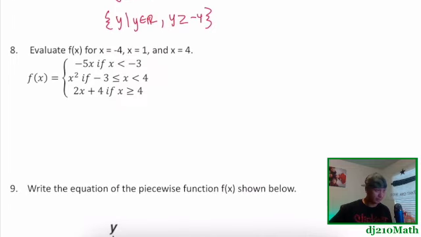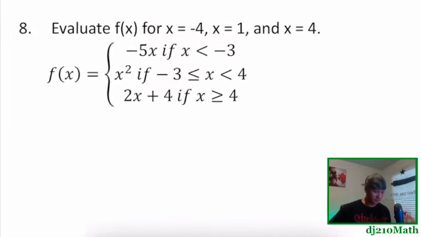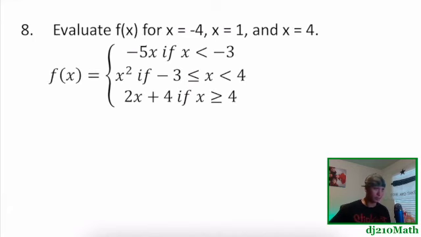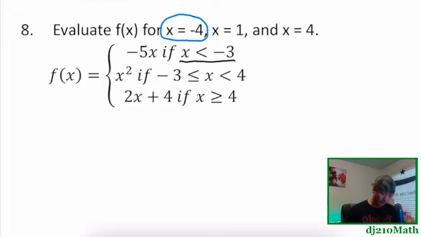Okay, we're evaluating a piecewise function. So we're doing 3 different values. So first, when x is -4, which one of these conditions does it fit in? We're going to use the top one when x is less than -3. So -4 is definitely less than -3.